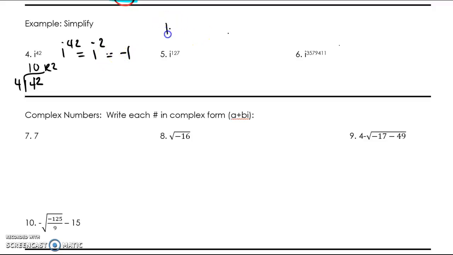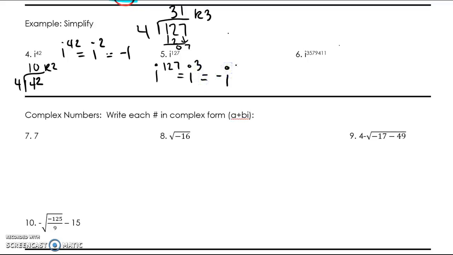Now I'm going to take 127 and divide it by 4. So I'm going to get 3, 12, 0. This goes in once with a remainder of 3. So i to the 127 is equal to i to the third, which is going to equal -i. And this one you guys can try as a bonus on your own.